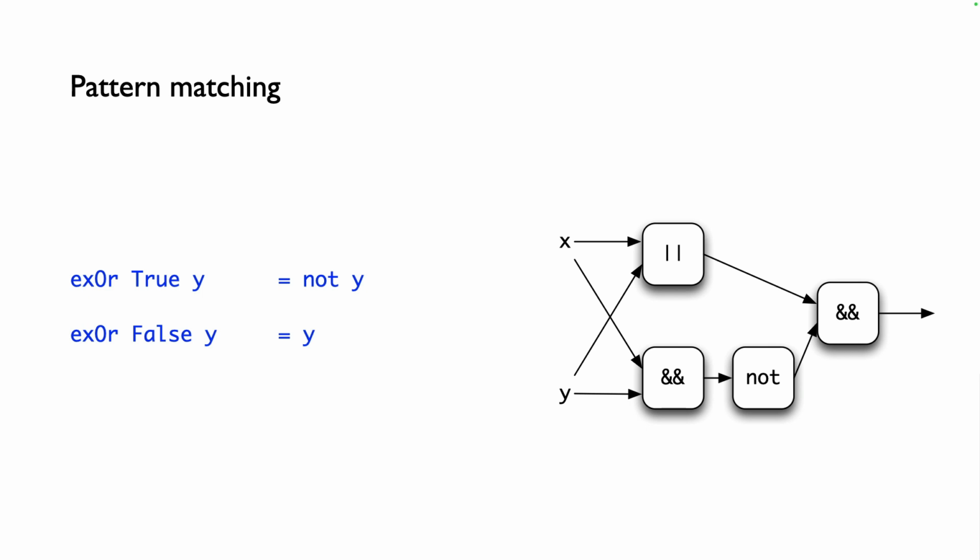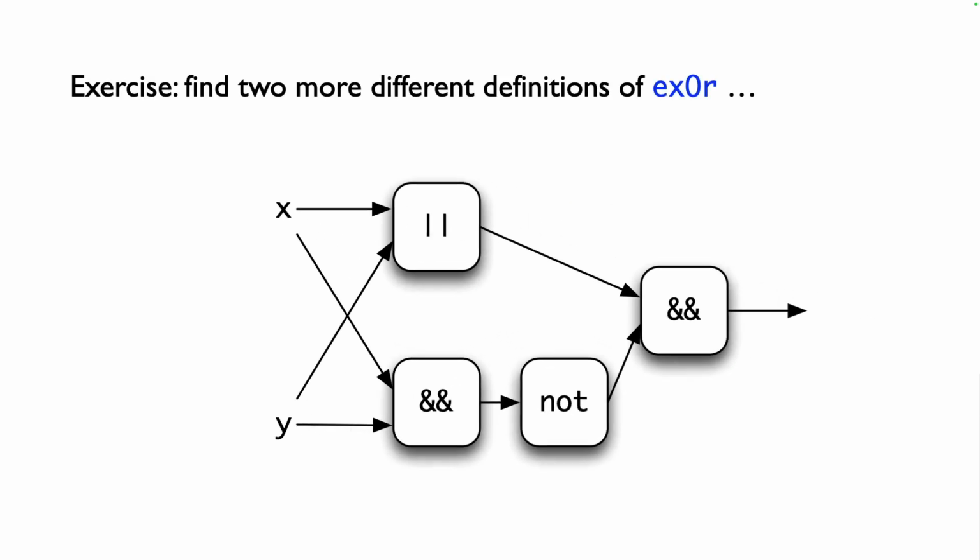So pattern matching is a really nice way of describing definitions, and we'll use it all the time through our definitions in Haskell. But the simplest sorts of patterns you can have are over Booleans, where for a particular argument, its value is either going to be true or it's going to be false. So we get these particularly nice forms of pattern matching, as you see here. Now, as an exercise, why don't you stop the video and see if you can find 2 more different definitions of exclusive OR.